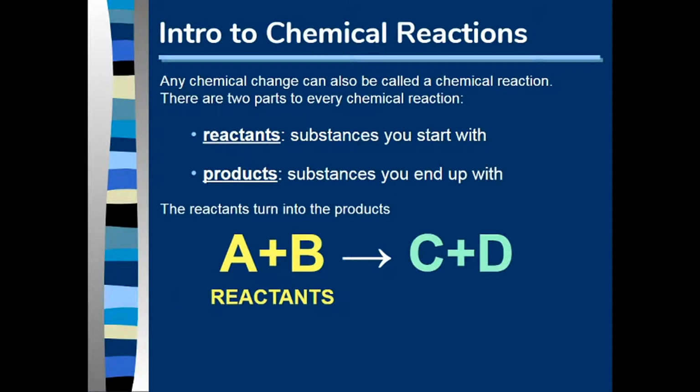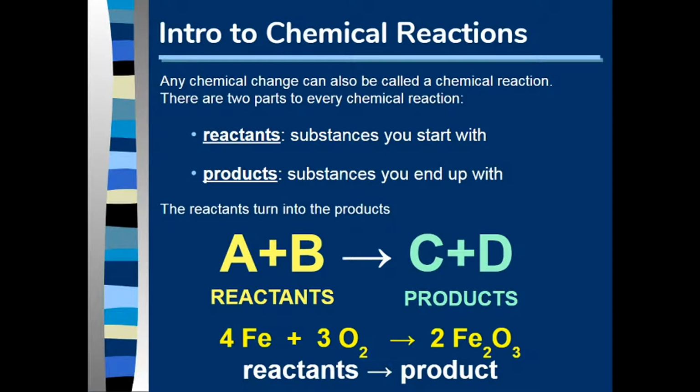So A and B are our reactants, C and D are our products. An example of an actual reaction would be iron mixing with oxygen to make iron 3 oxide. That's rust. That's the reaction that produces the rust you see on your car or your house. So again, get familiar with this generic sort of equation that we're going to work with, as well as what actual equations look like.